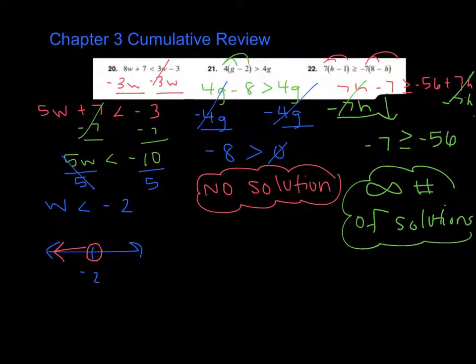On this next problem, when I went to distribute, I got 7h minus 7 on the left, and on the right, I got negative 56 plus 7h. So when I go to move my 7h to the other side by subtracting, once again, they cancel out, and I'm left with negative 7 is greater than or equal to negative 56. Now, unlike the one on the left, negative 7 is greater than or equal to negative 56. So therefore, this one has an infinite number of solutions.